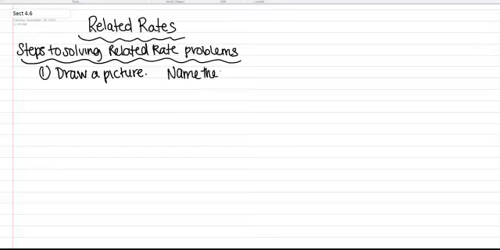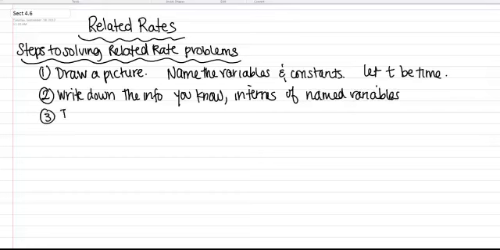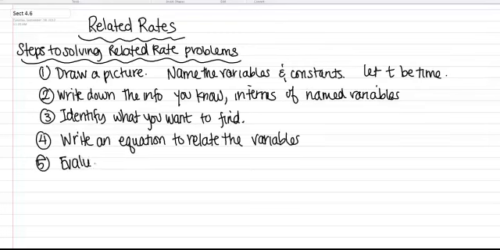Name the variables that you have and your constants, and let t be time. I want you to make sure you write down the information that you know in terms of the named variables from number 1. Then I want you to identify what you want to find. Okay, the next thing is to write an equation that is going to relate all of your variables. Then at the end, you are going to evaluate using the known values to find the rate.